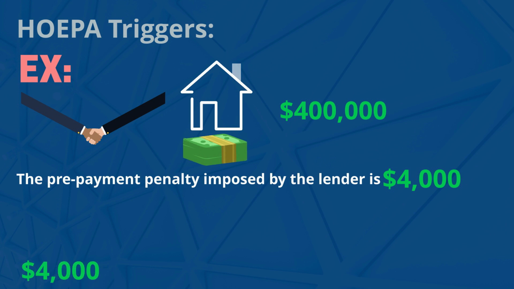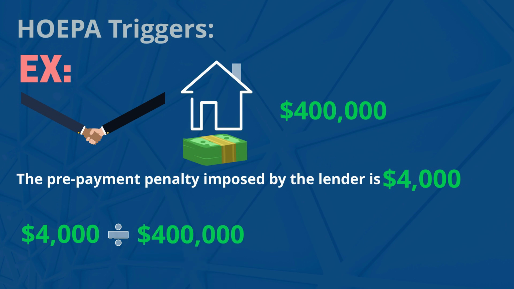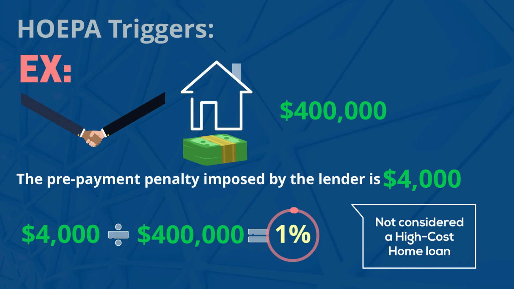First, we take $4,000, the prepayment penalty, and divide it by $400,000, the loan amount, which is equal to 1%. Since the prepayment penalty is only 1% of the loan amount, this would not be considered a high-cost home loan.